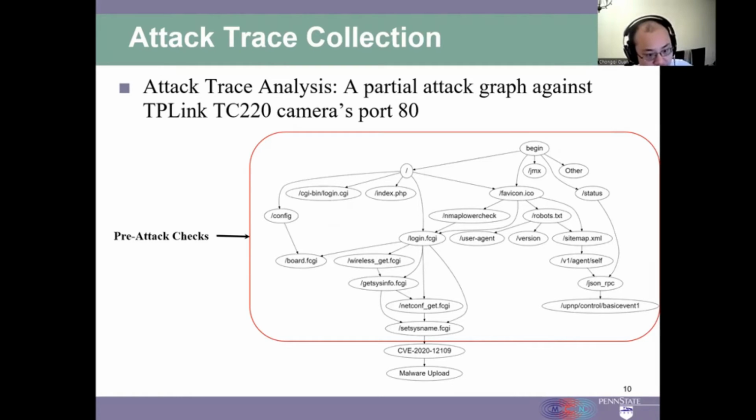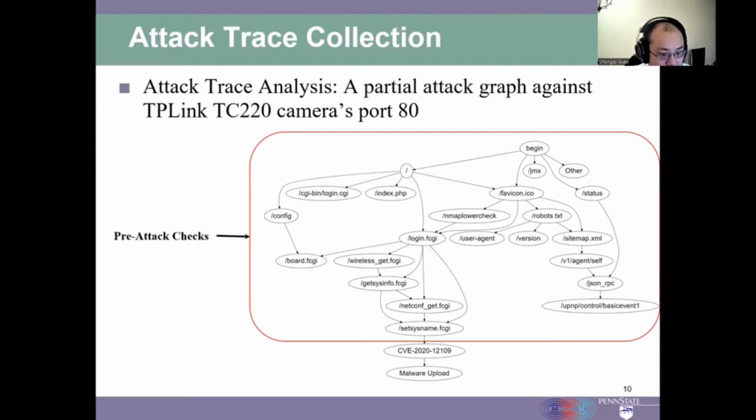In order to better understand the attack behavior against IoT devices through the attack trace, we also generate an attack graph for IoT devices based on the interactions between the attackers and the IoT device. This graph is a partial attack graph against the TP-Link NC220 camera's web server over port 80.